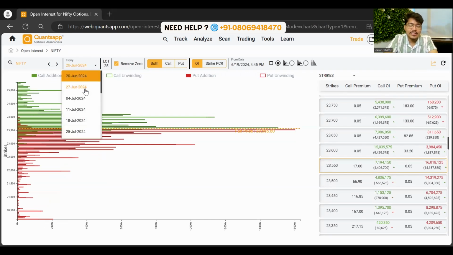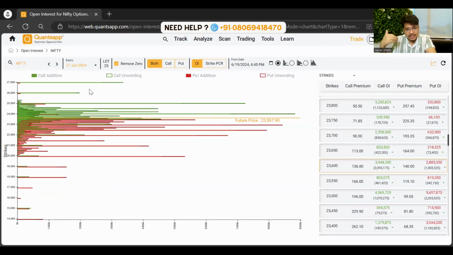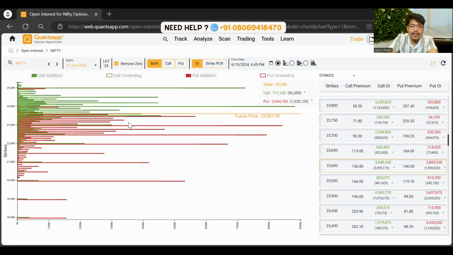For expiry, I'll set it as the monthly expiry, because 20th June today was the expiry day, so I don't think that data will help out. Let's check the next expiry. Okay, all right, so this is the open interest data.